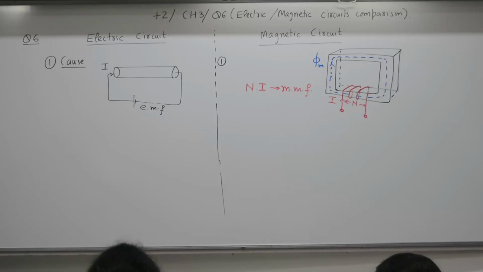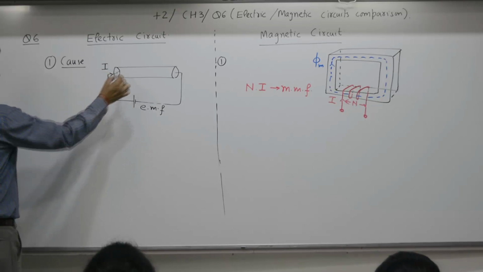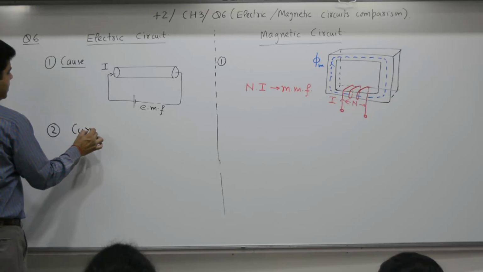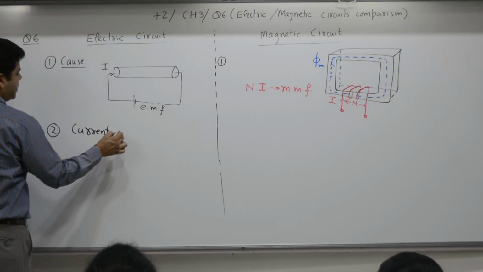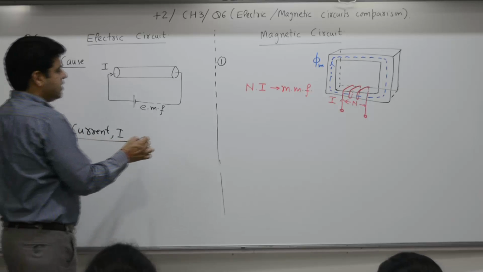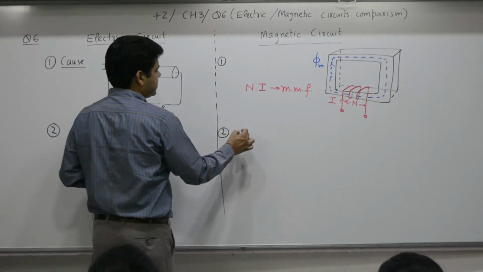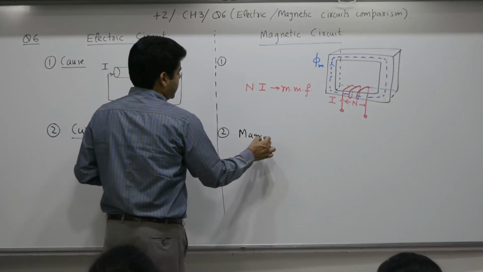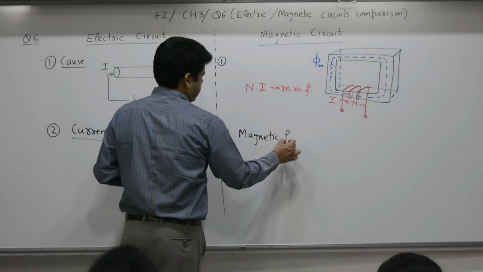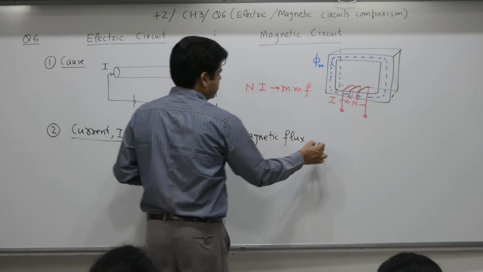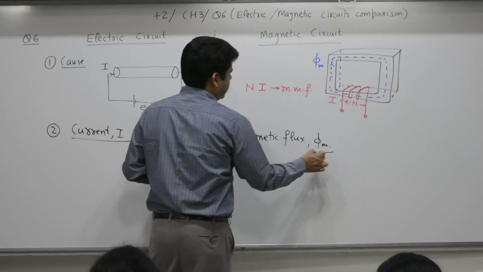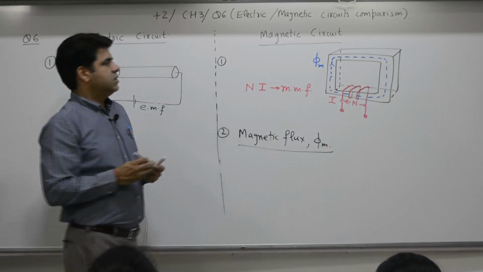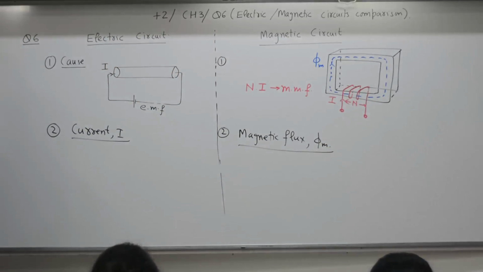What is established? Point number 2. In the circuit, what flows or is established is a current. Equivalent of current is magnetic flux phi m, magnetic lines. Time with you is 2 minutes, 3 minutes, 3 minutes to write.